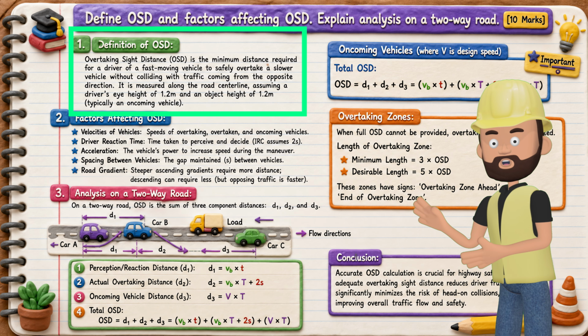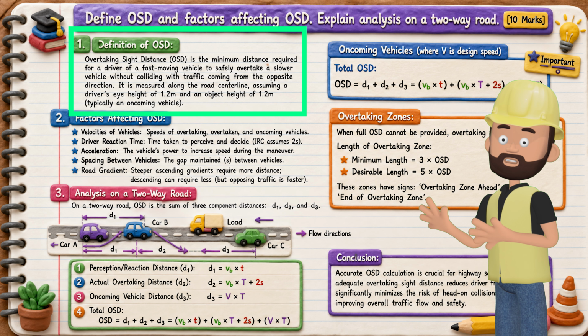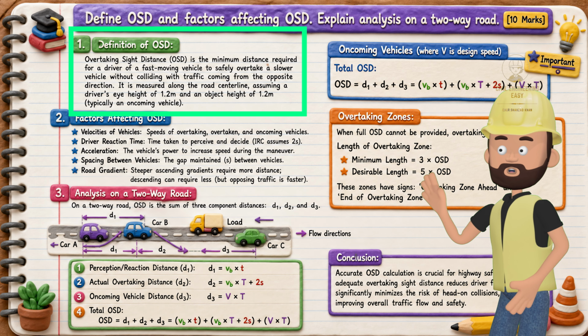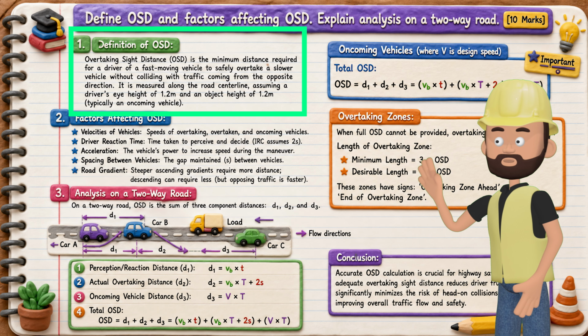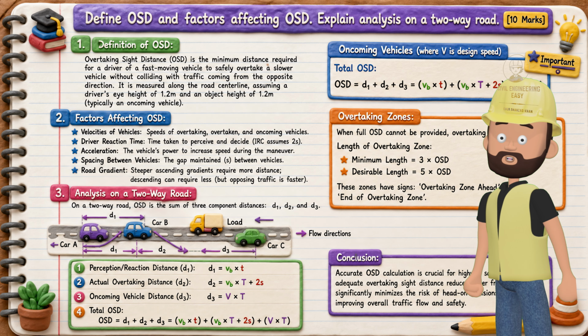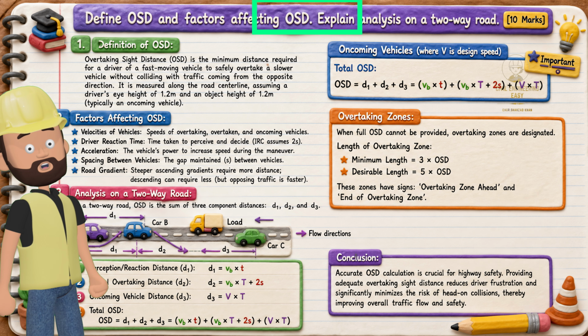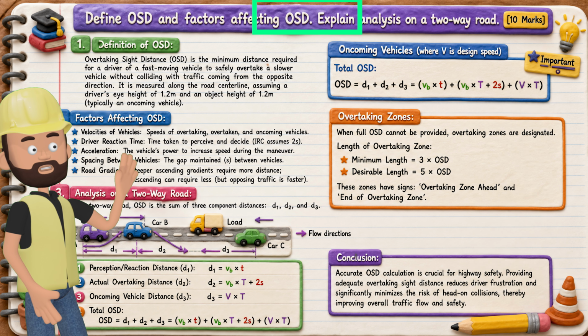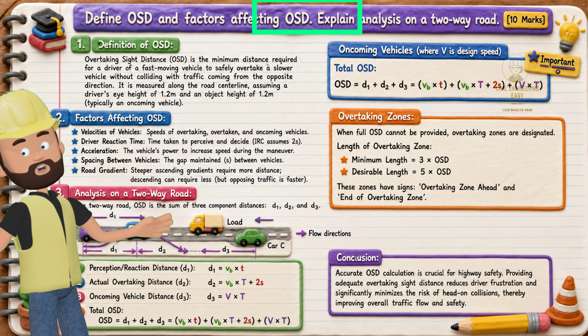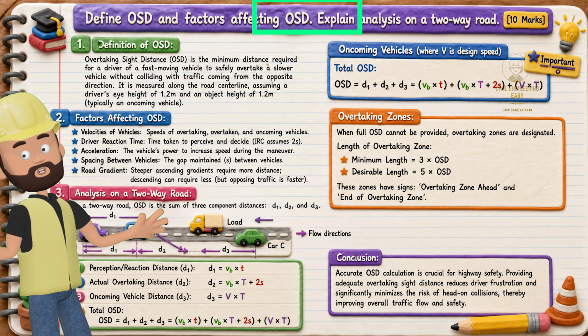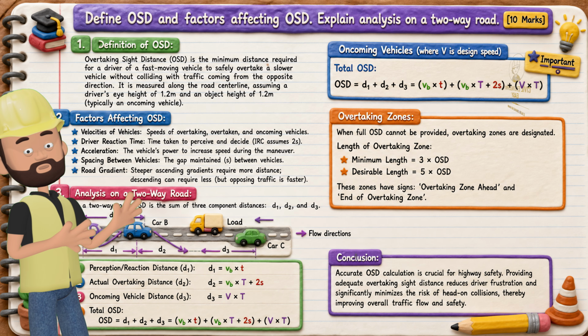Overtaking sight distance, or OSD, is the minimum distance required for a driver of a fast-moving vehicle to safely overtake a slower vehicle without colliding with traffic coming from the opposite direction. It's measured along the road center line, assuming a driver's eye height of 1.2 meters and an object height of 1.2 meters, which typically represents an oncoming vehicle.